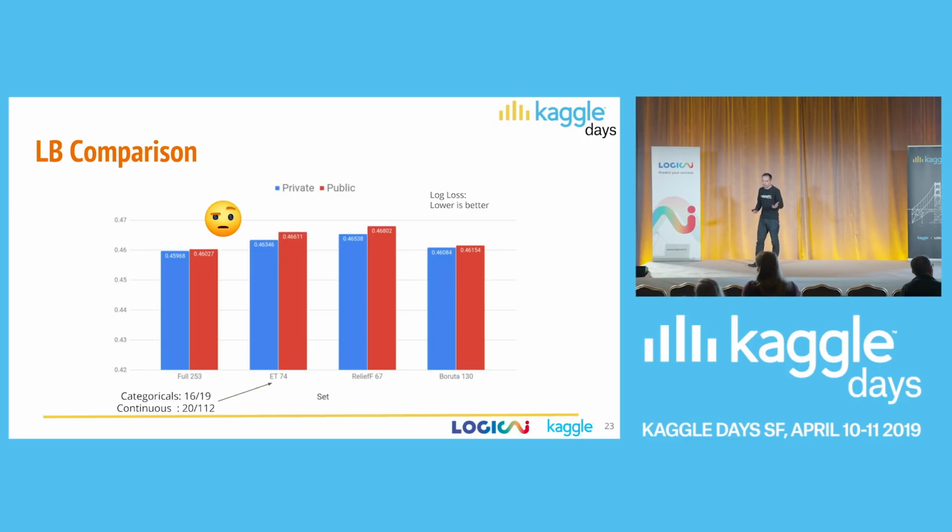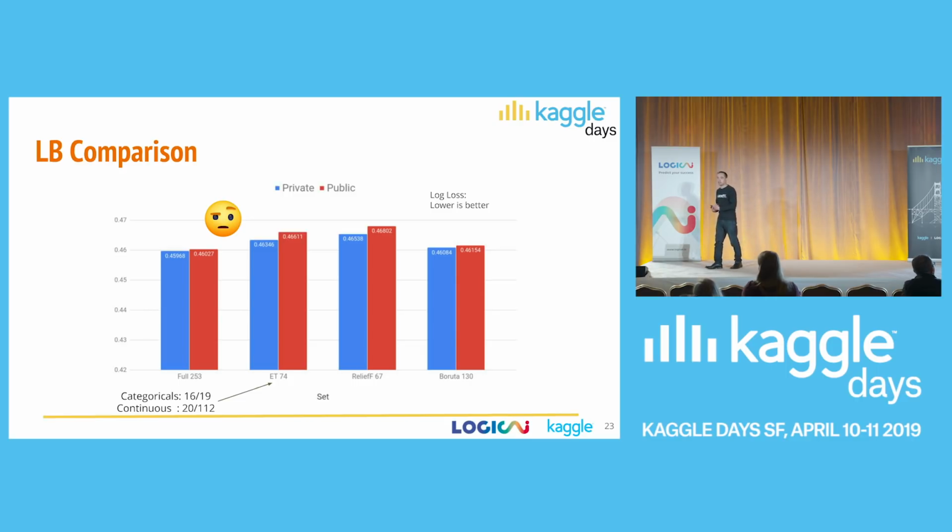So we end up with 253 features, and I used Extra Trees with SelectFromModel from scikit-learn, the Boruta package, and the RealLife algorithm. And the number that you see below is the number of features that were selected from the original space.